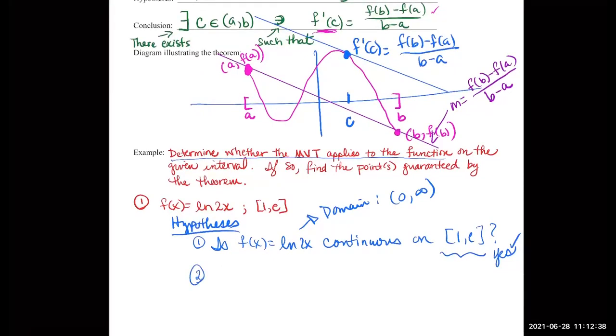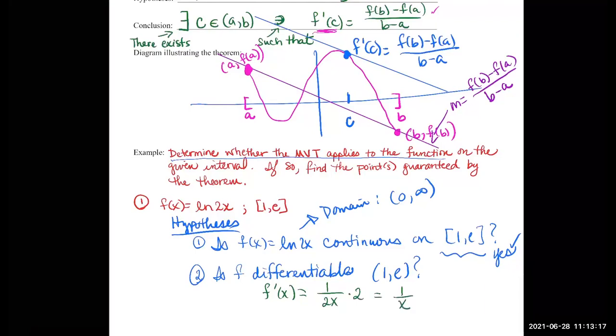The other thing we have to check is to see if f is differentiable on the open interval from 1 to e. And anytime we want to know if a function is differentiable, we take the derivative. So when we take the derivative of the natural log of 2x, what rule do I need to use? Yeah, chain rule. So we say 1 over 2x times the derivative of the inside, so we get 1 over x.